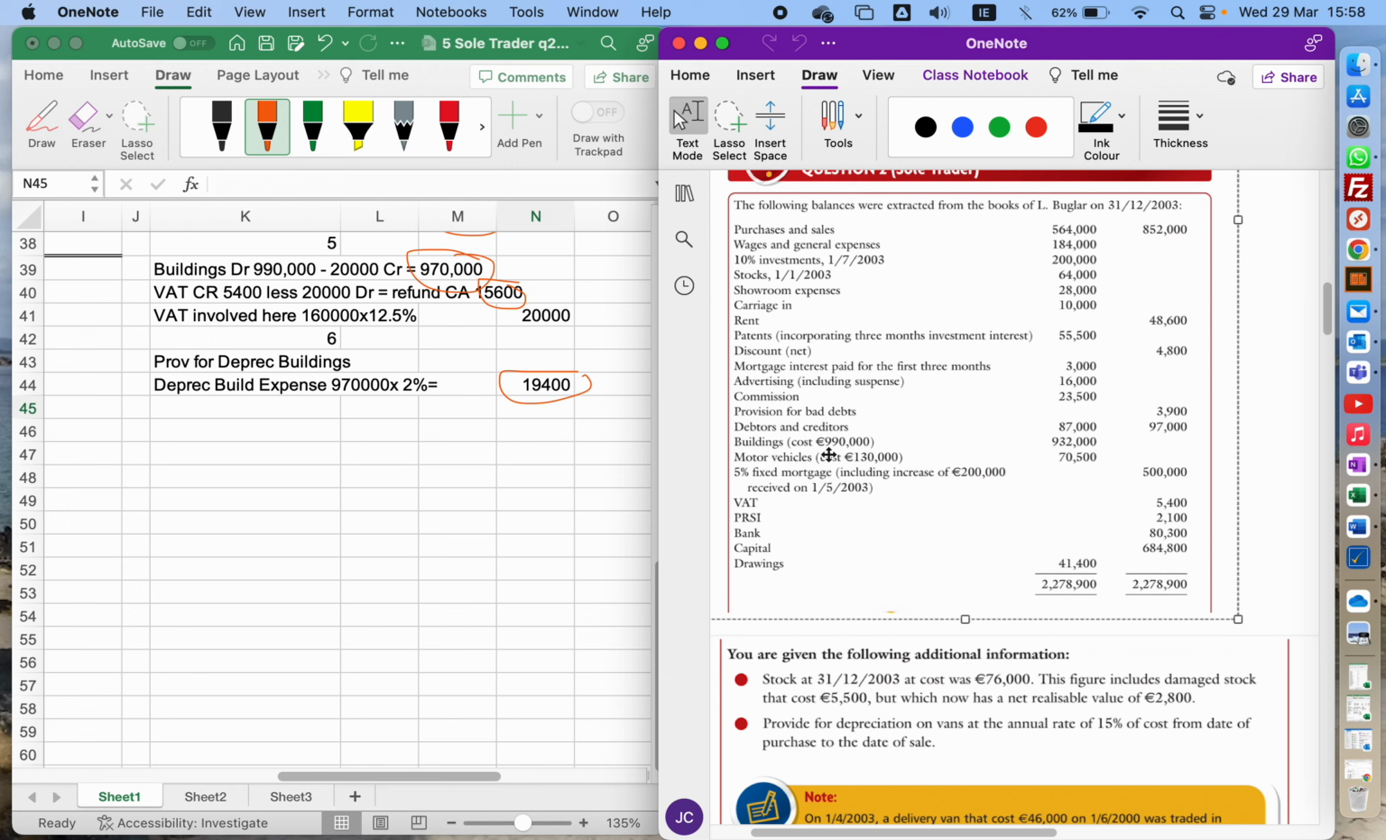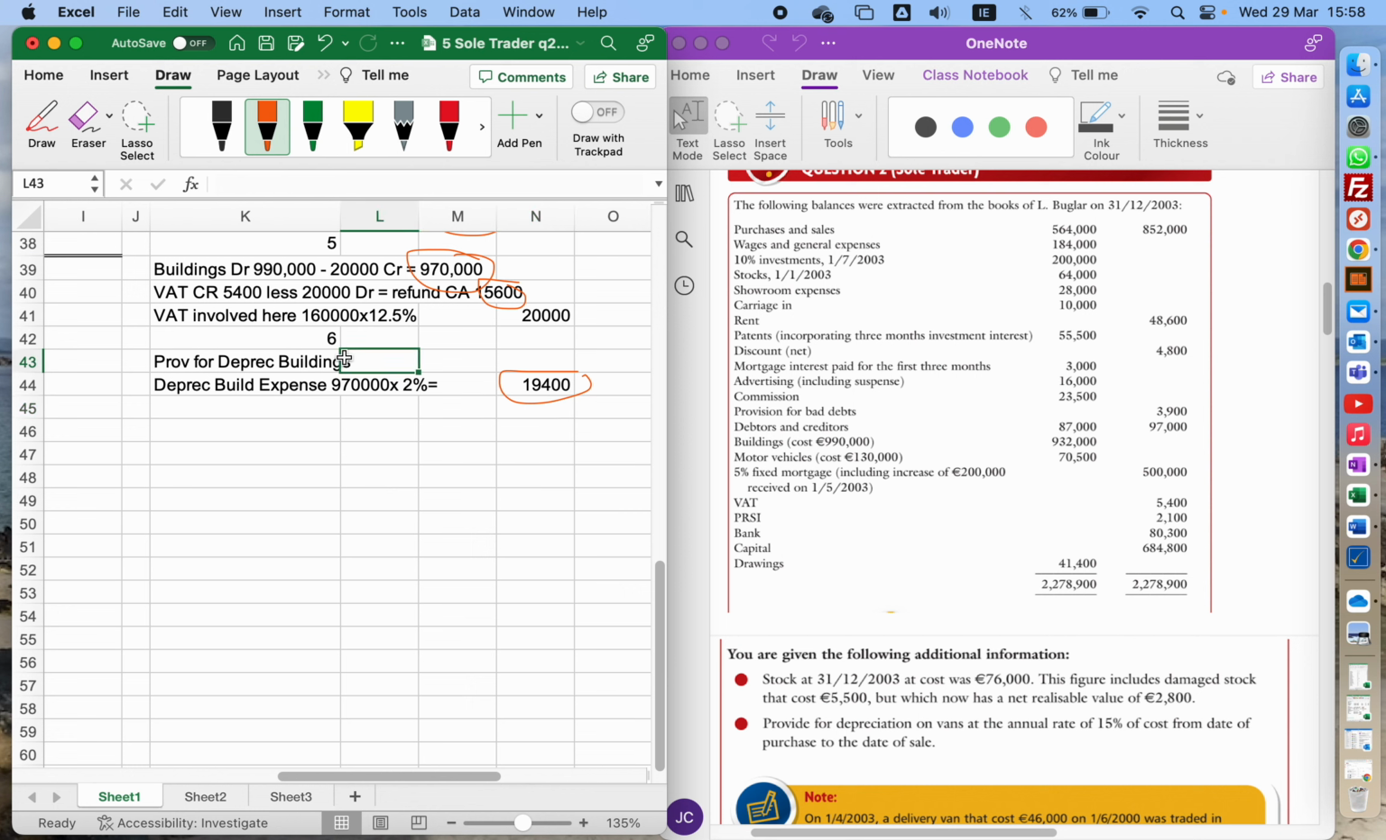Now, the original provision for depreciation is 990, take away the 932, because the 932 is the net book value, that's what it's really worth. So if I take 932 from 990, I'll get 58 grand. So the provision for depreciation of buildings is 58 grand plus 19.4. Okay, so that's the first part of it.